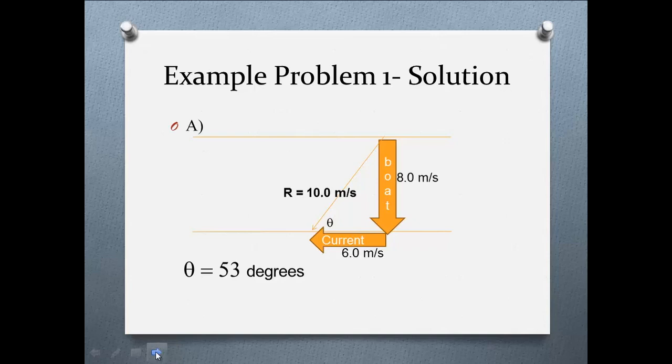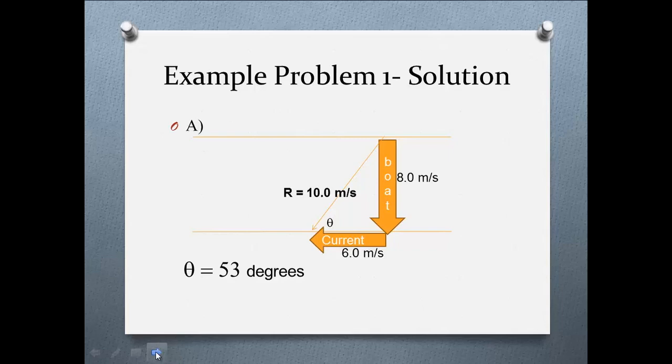8 squared plus 6 squared is 100, and so the square root of 100 is the length of the hypotenuse, and that is 10 meters per second as the resultant velocity. So we now are interested in finishing the description of the resultant by finding the angle that is made with the shore. To do that, we're going to recognize that the angle theta has as its adjacent leg the current, and as its opposite leg the boat. And so what we can do is use the tangent function.